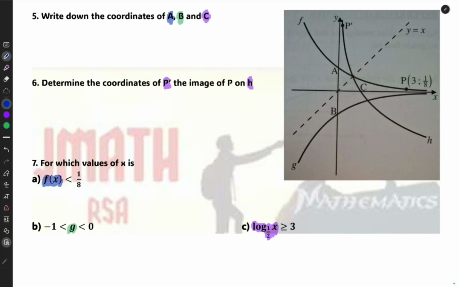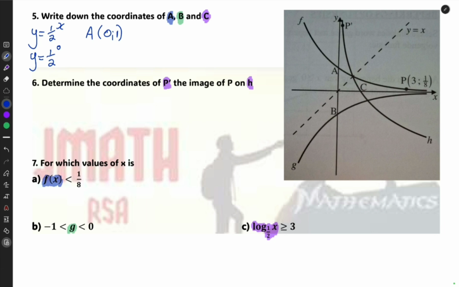Okay, question 5. Write down the coordinates of A, B, and C. So remember, I am just going to work out A, my original, and then I'm just going to switch coordinates and put minuses and everything. So to work out A officially, I can say y is equal to a half to the power x was my function, and A is when x is equal to 0. So then it would be y equals a half to the power 0, and anything to the power 0 is just 1. So therefore A has the coordinates of 0 and 1. Okay, so B was the reflection around the x-axis.